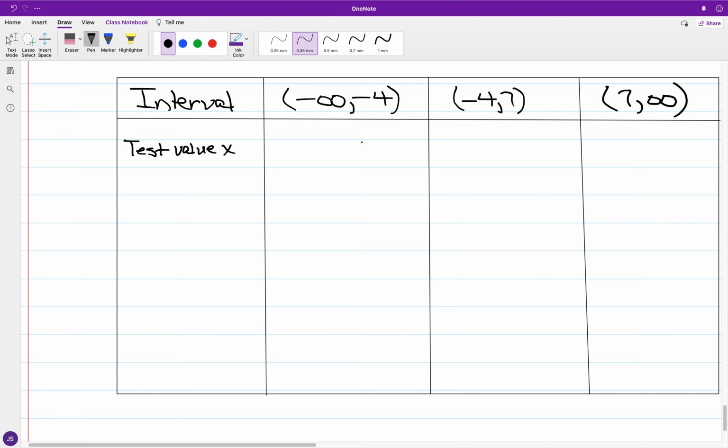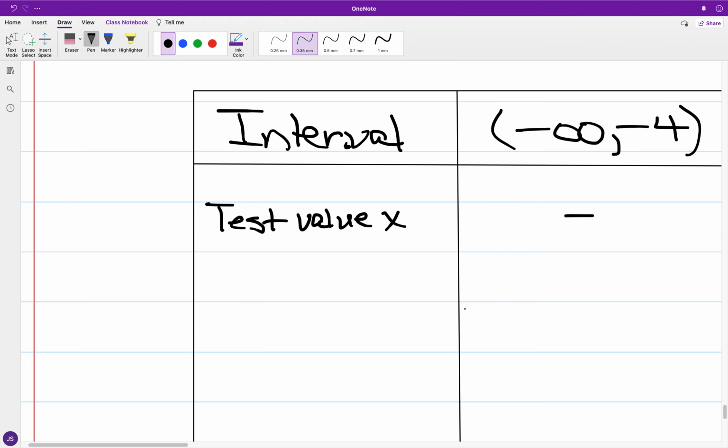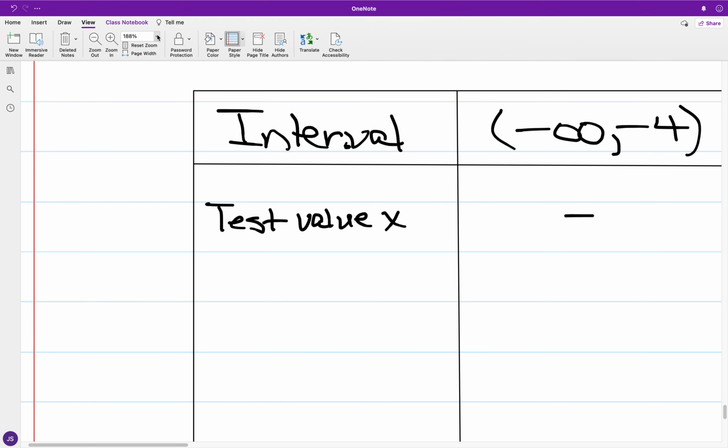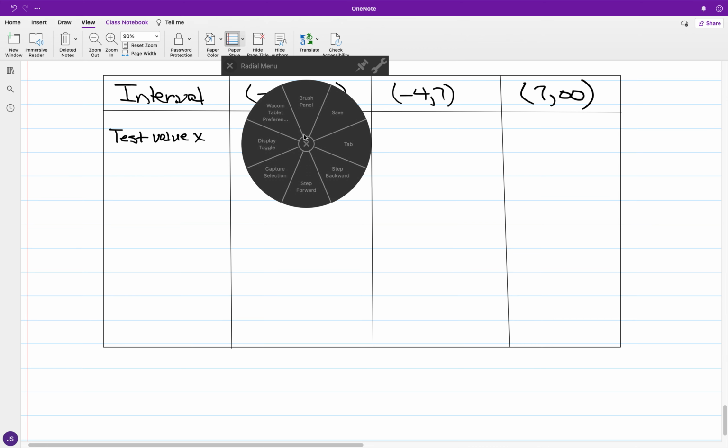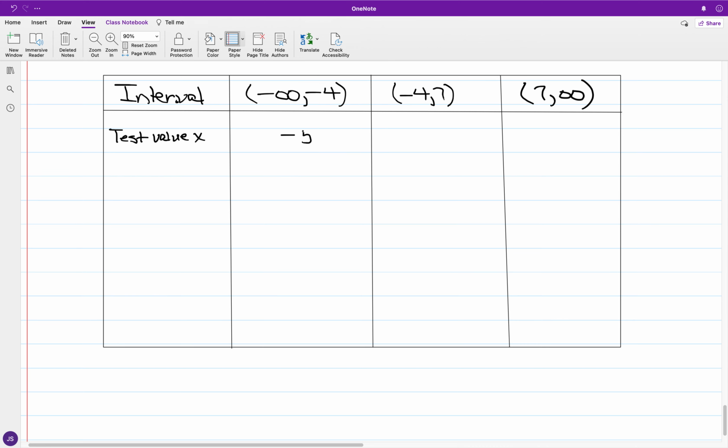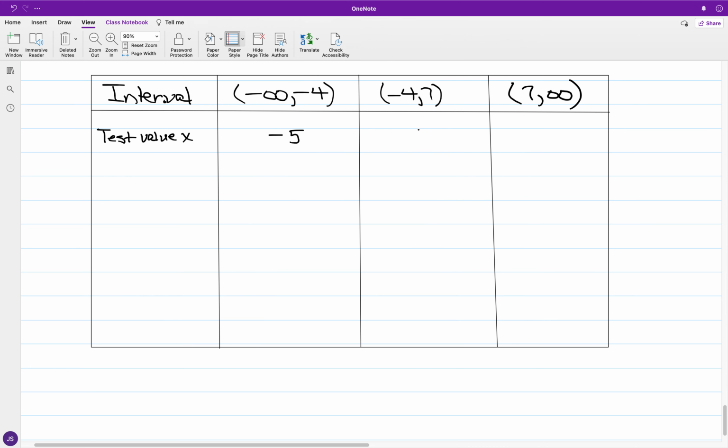Okay, so for selection of input values, anything less than negative 4, we can go with negative 5. And we have anything between negative 4 and 7, so we can go with 0. Anything greater than 7, we can go with the number 8.